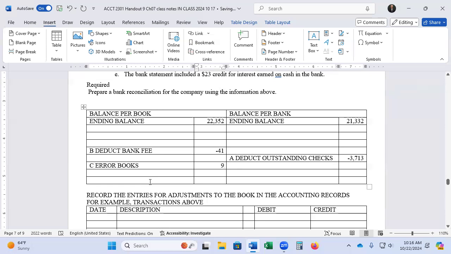D, the July 31 cash receipts of $4,724 were placed in the bank's night depository after banking hours and not recorded in the bank statement. So D, add deposit in transit, and that's plus $4,724. And then it says the bank statement included a $23 credit for interest earned on cash in the bank. So here we have E, and this would be interest revenue. And this would be plus $23. Now calculate the adjusted balance.